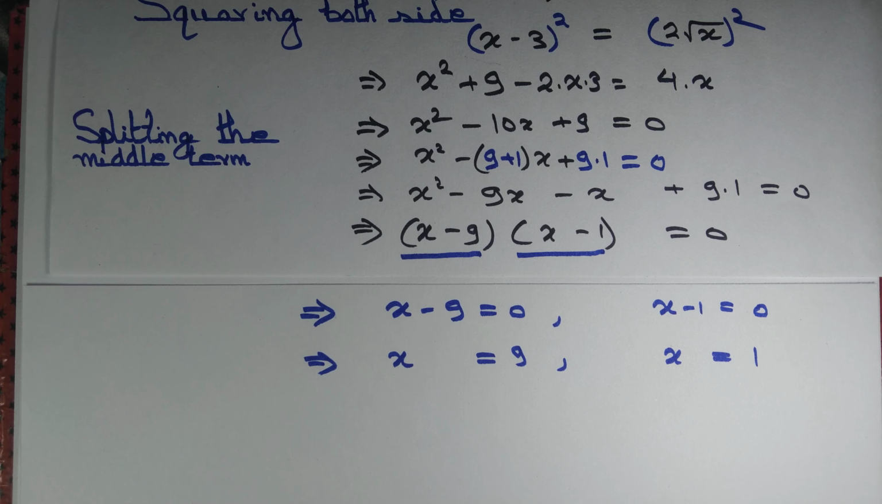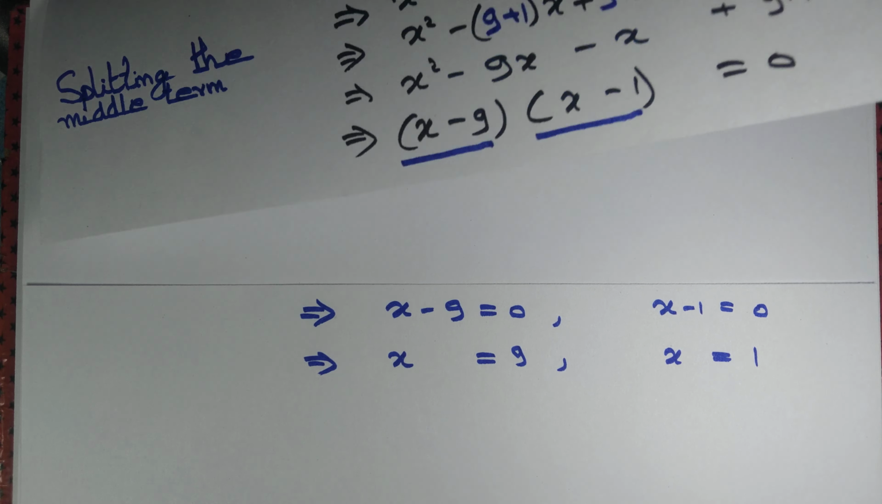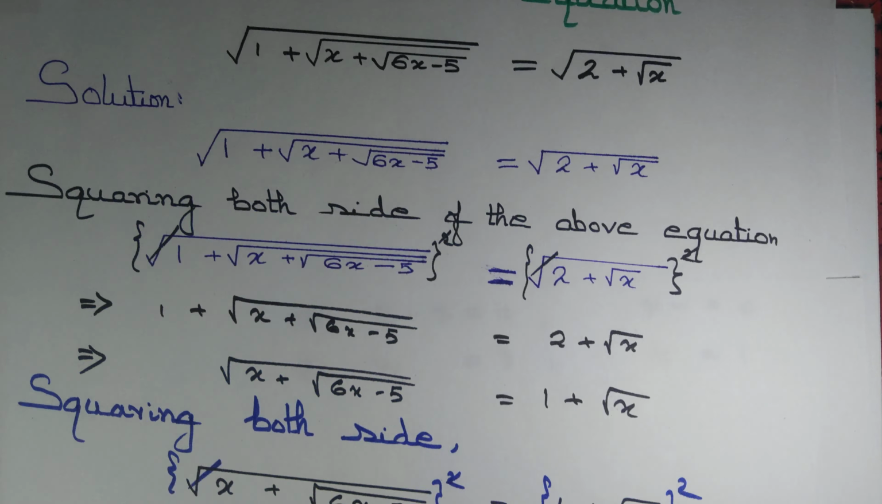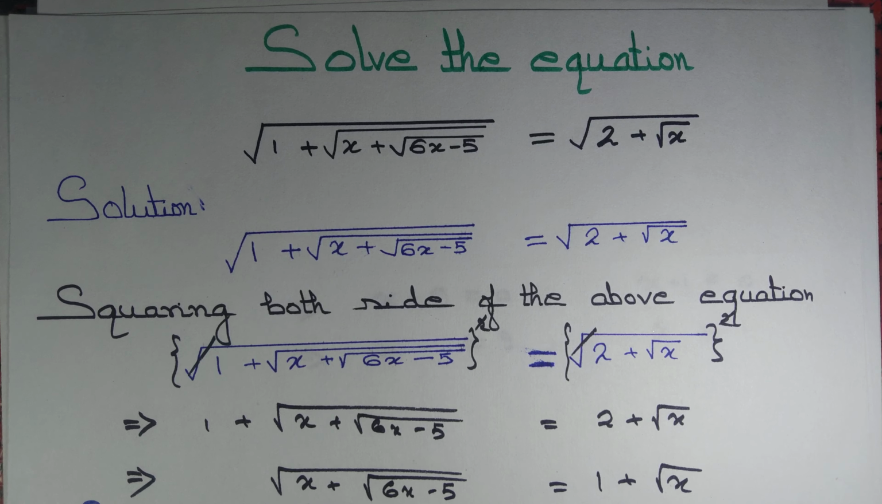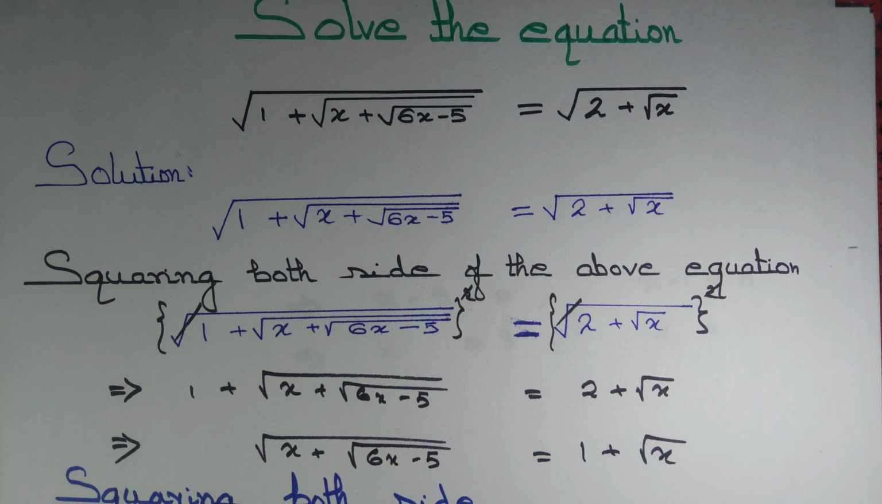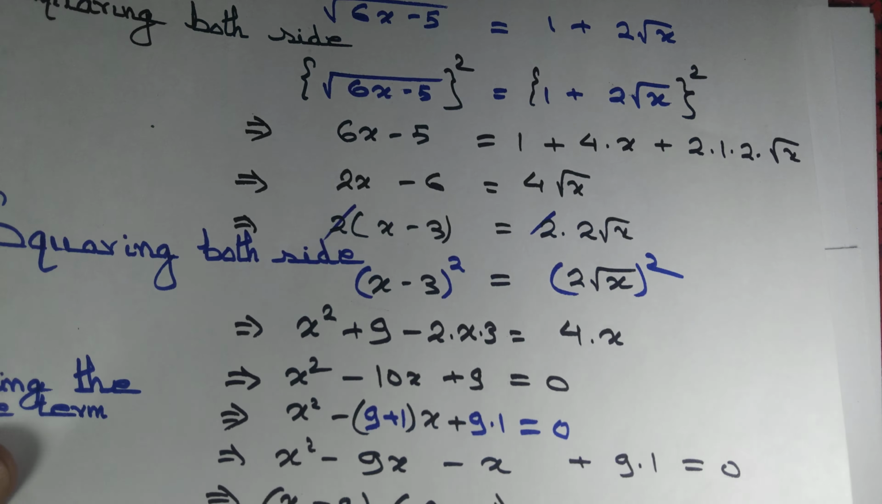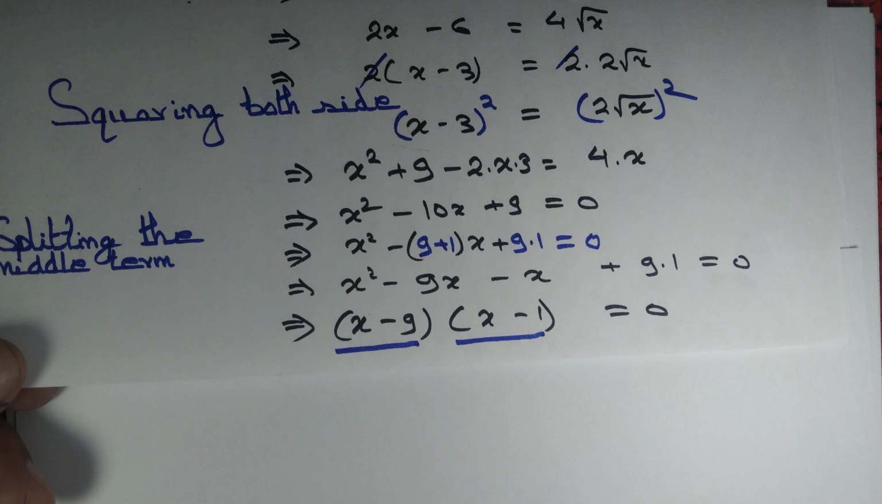Is it that we have got two solutions, x equal to 1 and x equal to 9? The answer is no. Why is it so? The reason is when we are squaring both sides, you see that minus 1 square is also 1 and plus 1 square is also 1. Sometimes we might get extra answers. So we need to check.